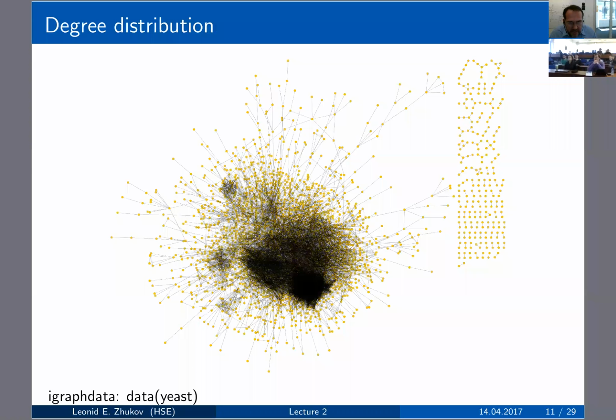Now, this is a little bit different graph. It's also part of that package. It's called Yeast Graph. Nodes are molecules here, and edges are bonds here.